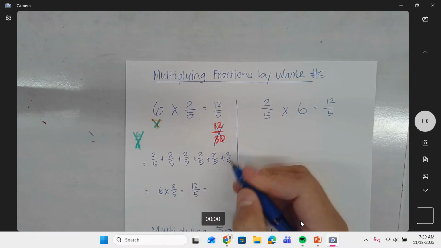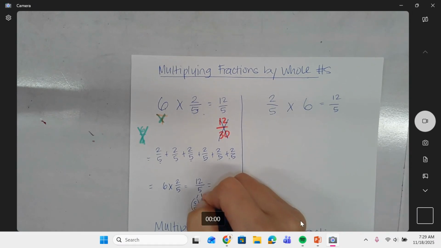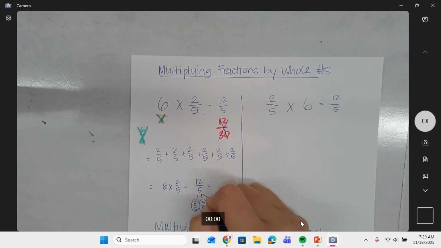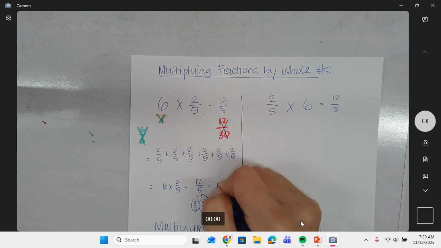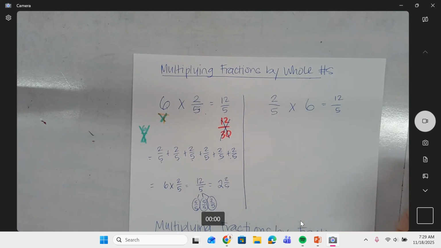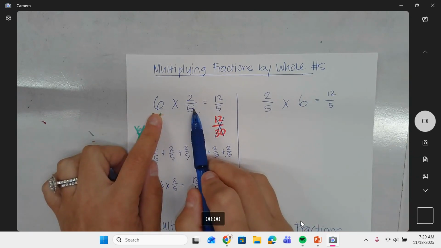And so the final answer here, if I simplified this, I could pull out one whole, which is 5/5, another whole, which is another 5/5. So I've used 10/5, and I would have 2/5 left over, making me pull out 2 full wholes and then 2/5 of another whole. This is whenever you have a whole number times a fraction.